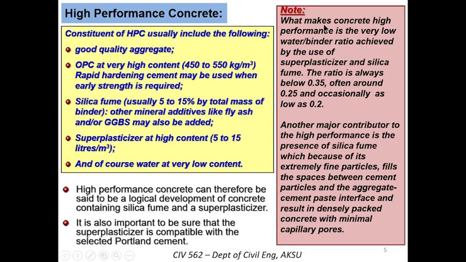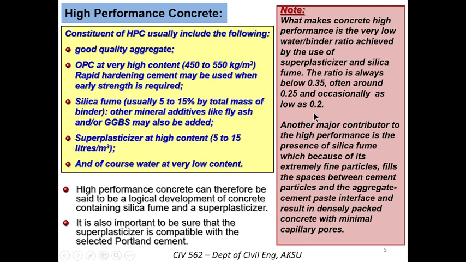So if there is a way that you can achieve the required workability with a very low water cement ratio, you will have a high performance concrete. And so the use of superplasticizer and silica fume allows the use of a very low water binder ratio. The ratio is usually below 0.35 and often around 0.25 and 0.2.